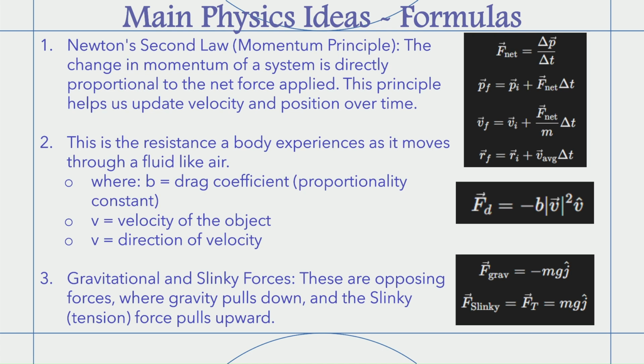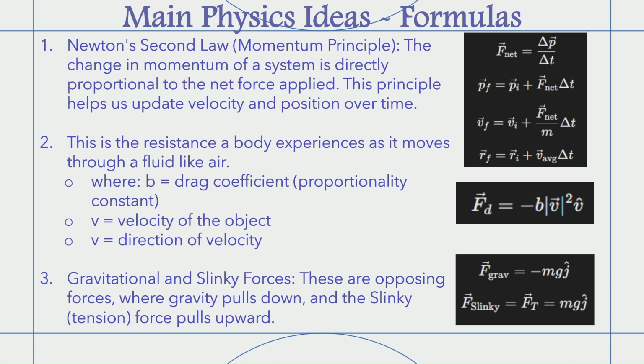Next, we consider the drag force, which represents the resistance an object experiences when it moves through a medium like air. The drag force is dependent on factors such as the speed of the object and a proportionality constant that varies with shape and surface characteristics. This force opposes the motion and can significantly affect the slinky's falling speed.